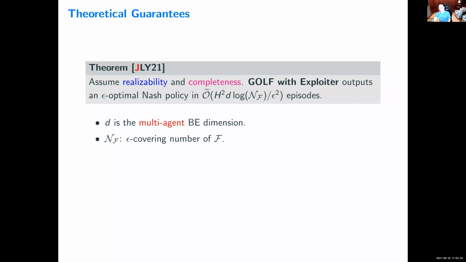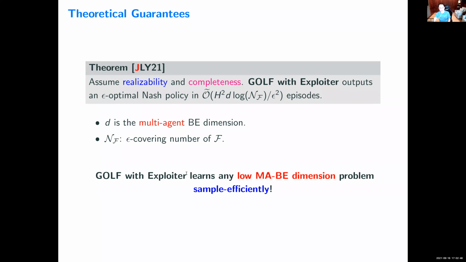Then the Nash GOLF exploiter will output an epsilon-Nash policy within a similar number of episodes. The major difference is that D is no longer just the Bellman-Eluder dimension, but the multi-agent Bellman-Eluder dimension. Everything else is the same. This says the new algorithm is able to deal with multi-agent general function approximation. Essentially, we extend the principle of global optimism and this simple algorithm to the multi-agent scenario.